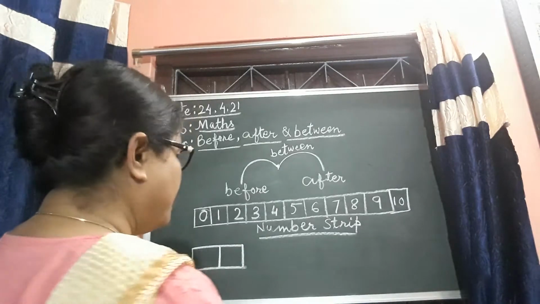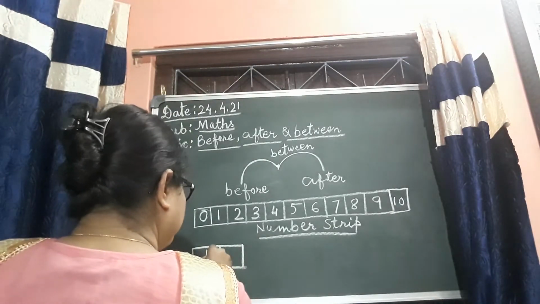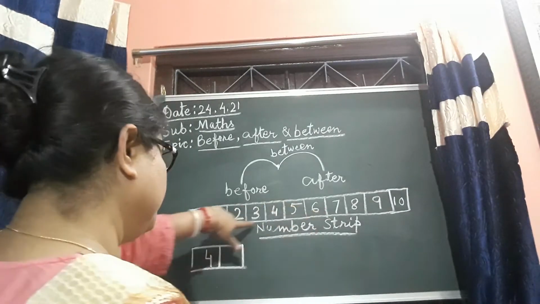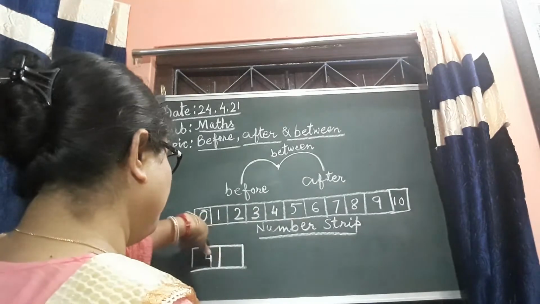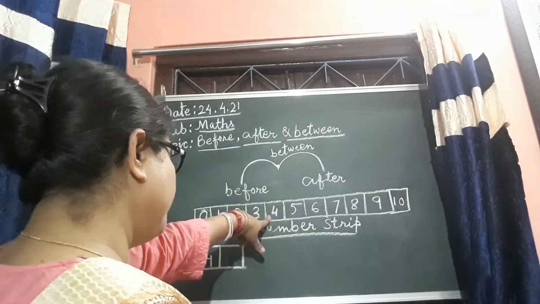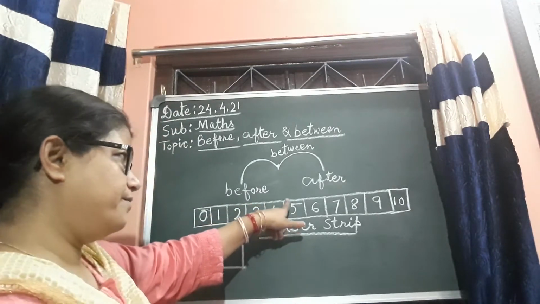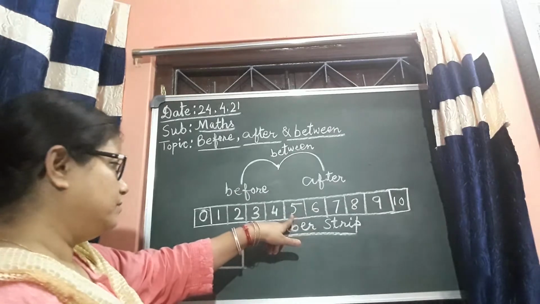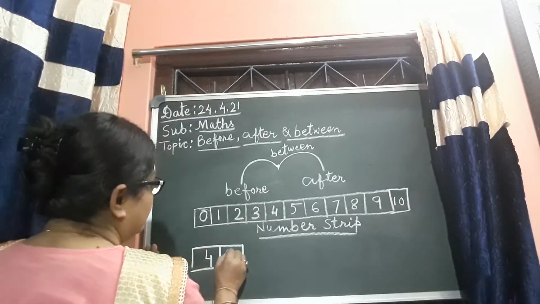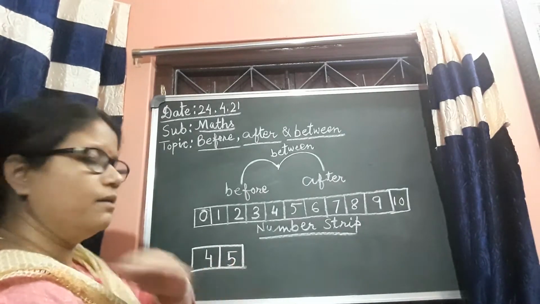Okay. Now I am writing here 4. Okay. Now check the number strip, children. Where is 4? Yes. Which number comes right side of the 4? Okay. 5. So you will write here number 5. This is after number. Okay.